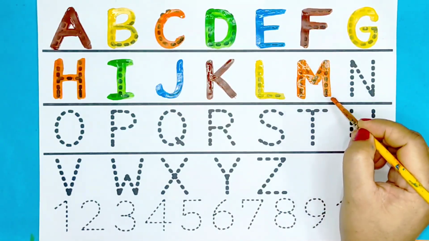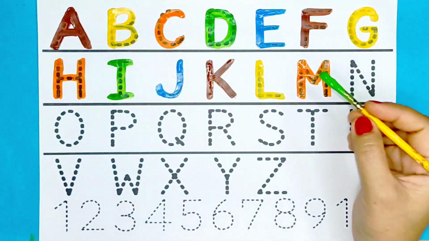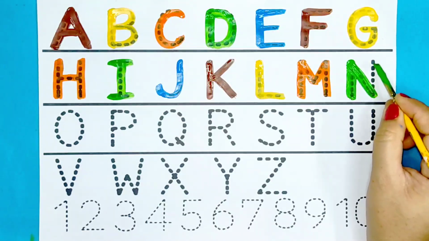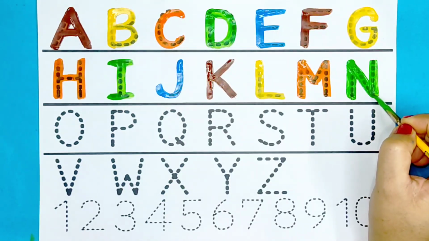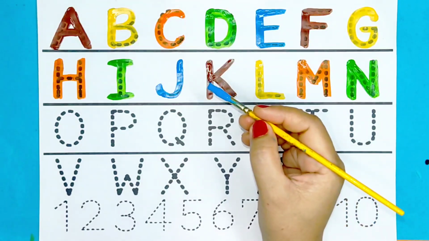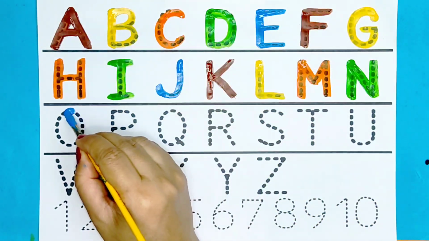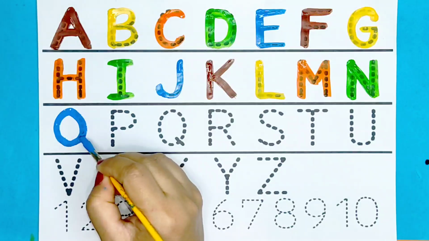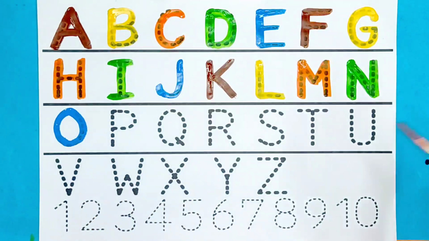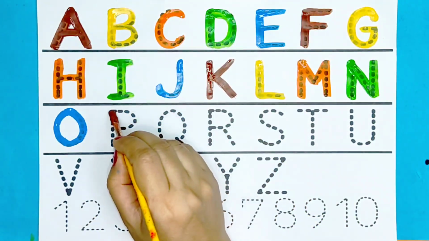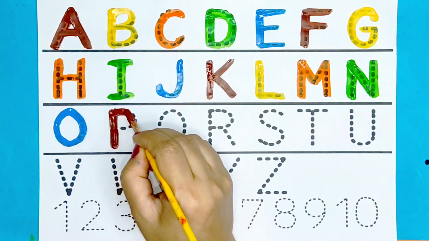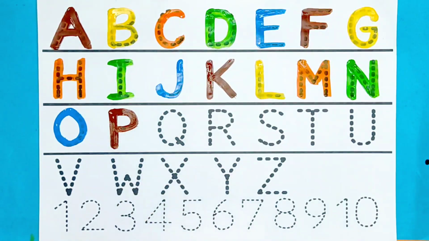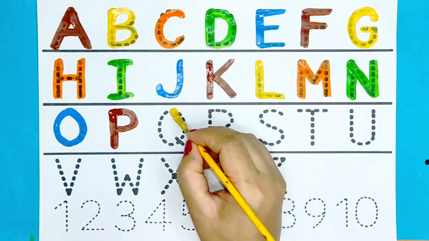M for mango, light green color. N for nest, sky blue color. O for orange, brown color. P for pencil, yellow color.